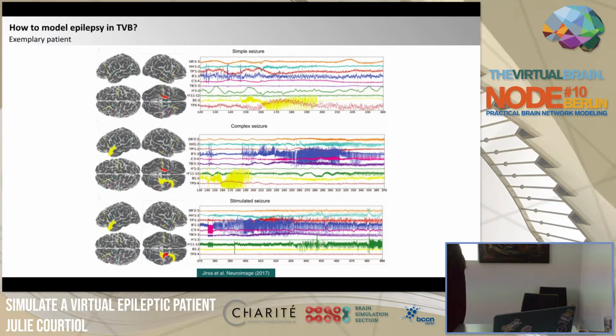And here is an example of stimulations in the brain of these patients. And if we stimulate these regions, we see that it propagates, like here.